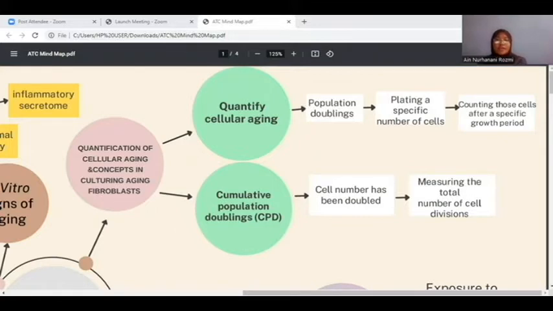The keyword here is population doublings. But what does it mean by population doublings? It can be defined as the number of times that the cell number is doubled. Population doublings that the cells experience during the culture phase are assessed in order to measure cellular aging. In general, population doublings can be measured by plating a given number of cells and counting them after a specific amount of time.